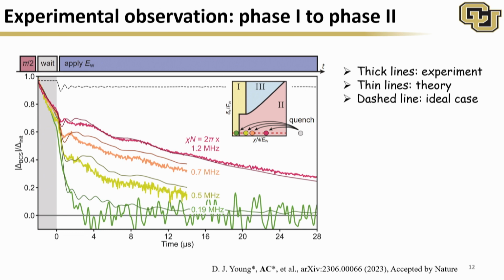What we see is that for a small value of chi N, we are in phase 1, so the BCS order parameter quickly decays to 0. While for a large chi N value, we see that the decay becomes slower.